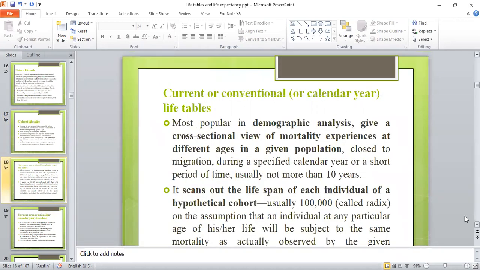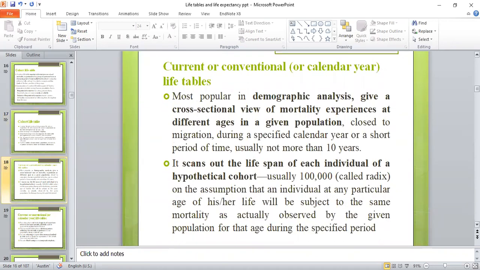Another life table, the current or conventional life table or calendar year life table, is actually the most popular in demographic analysis and gives a cross-sectional view of mortality experience at different ages in a given population, closed to migration, during a specific calendar year or short period of time.